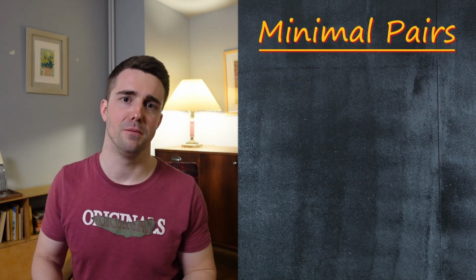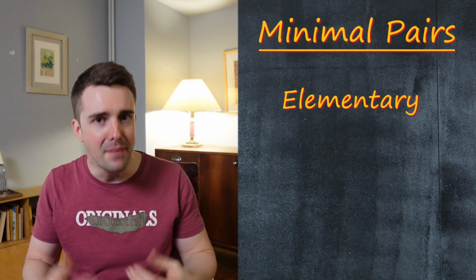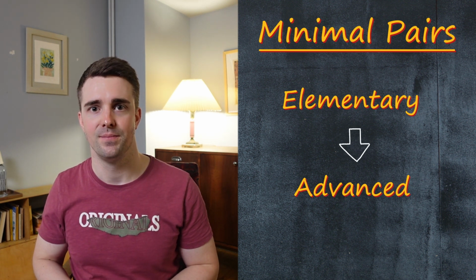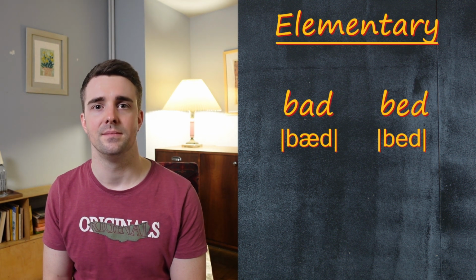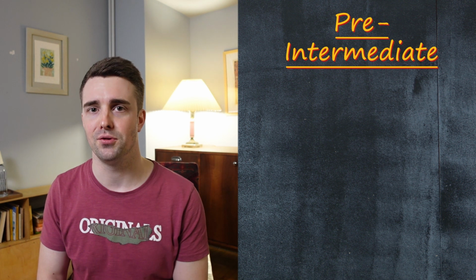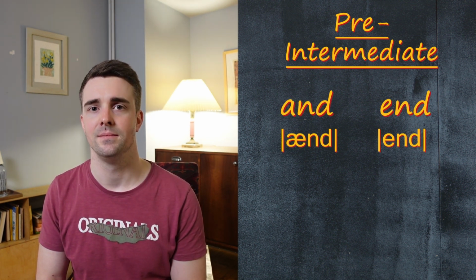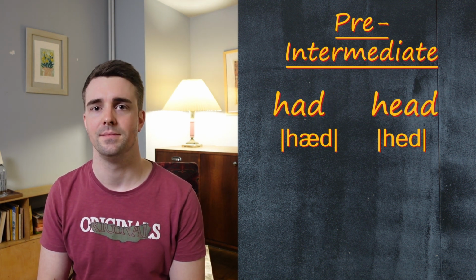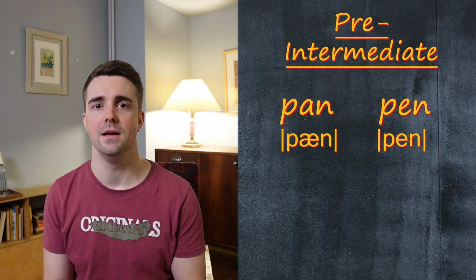Now let's look at some minimal pairs. Those are the words together. I'll start with some elementary minimal pairs and I'll move up to the advanced ones. Here are the elementary ones. Bad, bed. Man, men. And here are some pre-intermediate minimal pairs. And, end. Bag, beg. Had, head. Jam, gem. Pan, pen.